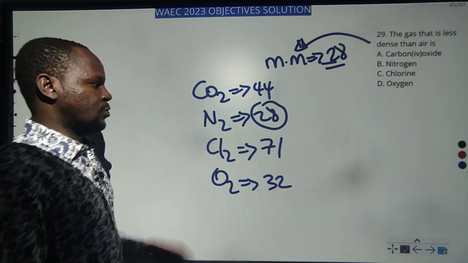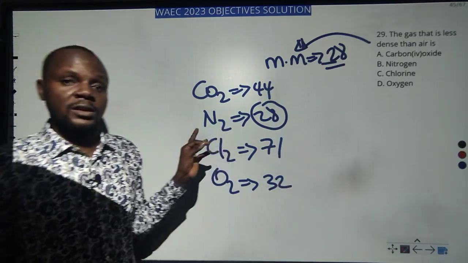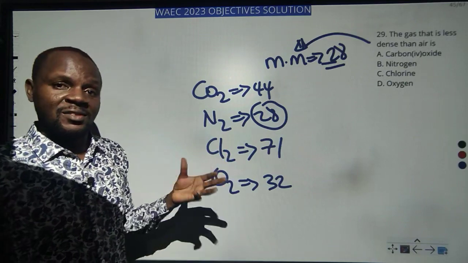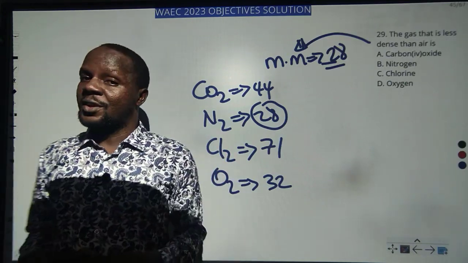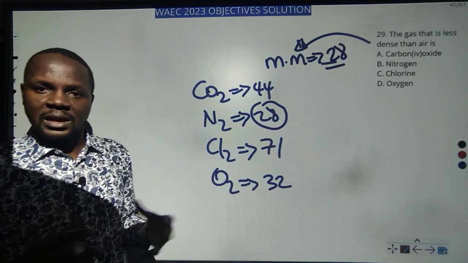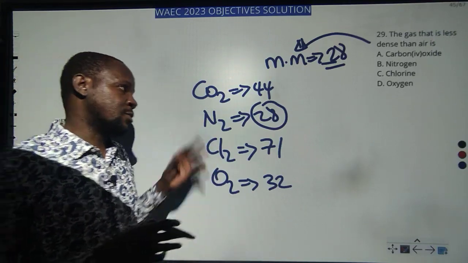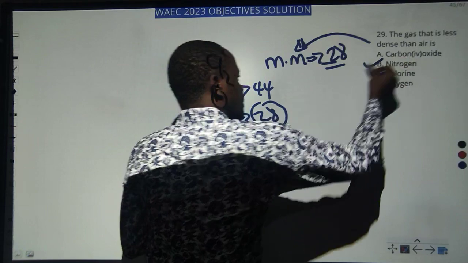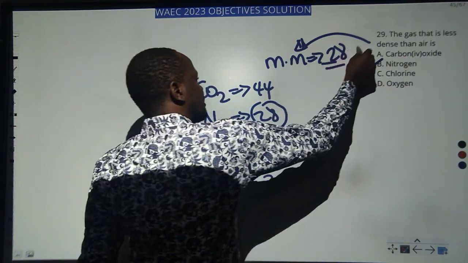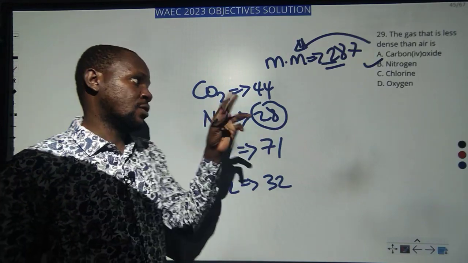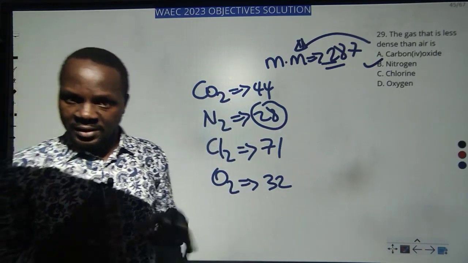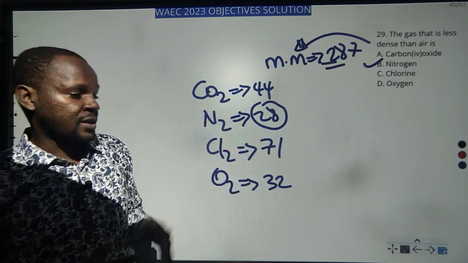So the correct answer here, though it is subject to scrutiny, is nitrogen. It cannot strictly be said to be less dense than air, but we take it because nitrogen itself makes up 78% of the atmosphere, and air is a mixture. So we go with nitrogen. Approximately 28, sometimes they can say 28.7, depending on the value. So nitrogen is the only one that falls within that range. That is the logic. Noted. Question 30.